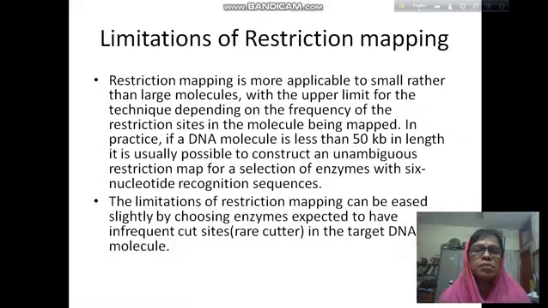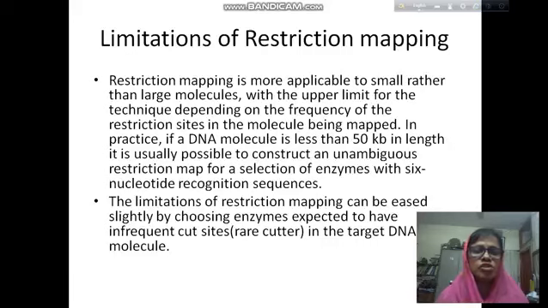Limitation of restriction mapping. Restriction mapping is more applicable to small rather than large molecules, with the upper limit for the technique depending on the frequency of the restriction sites in the molecule being mapped. In practice, if a DNA molecule is less than 50 kb in length, it is usually possible to construct an unambiguous restriction map for a selection of enzymes with 6 nucleotide recognition sequences.